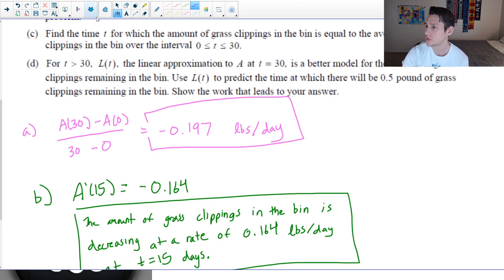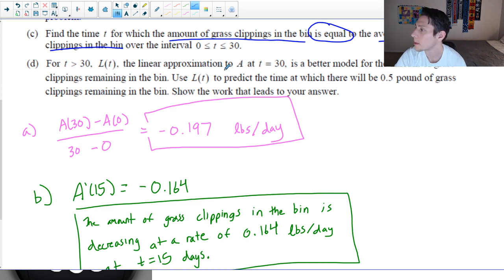Part C: find the time t for which the amount of grass clippings in the bin is equal to the average amount of grass clippings in the bin over the interval 0 to 30. Okay. All right. So the thing that jumps out at me the most here is that this says average amount.